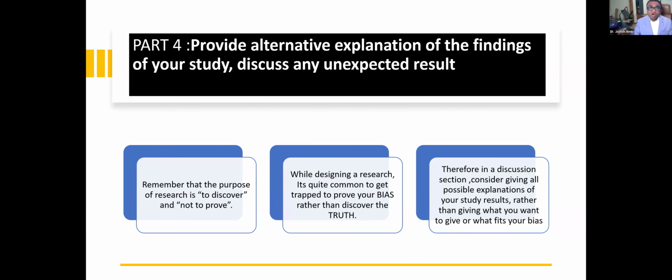Part 4 is to provide alternative explanations of the findings of your study. Discuss any unexpected results. Remember that the purpose of research is to discover and not to prove. While designing research, it's quite common to get trapped into proving your bias rather than discovering the truth. Therefore, in the discussion section, consider giving all possible explanations of your study results rather than giving what you want to give or what fits your bias.